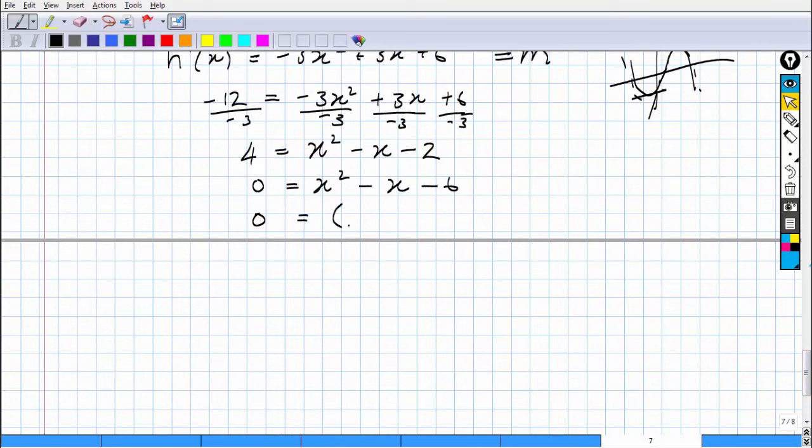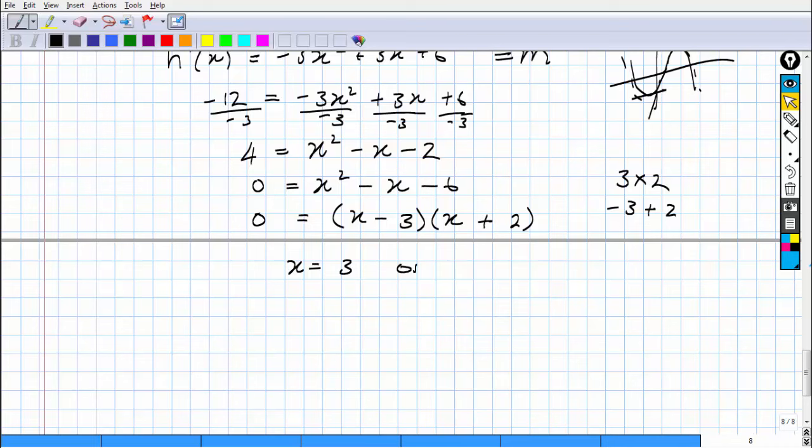And we can work that out to say factors of 6 include 3 and 2. And then negative 3 plus 2 equals negative 1. So we have x, x, 3, 2. There's a negative 3 and a positive 2, and that'll give us our answer. So x equals 3 or x equals minus 2.